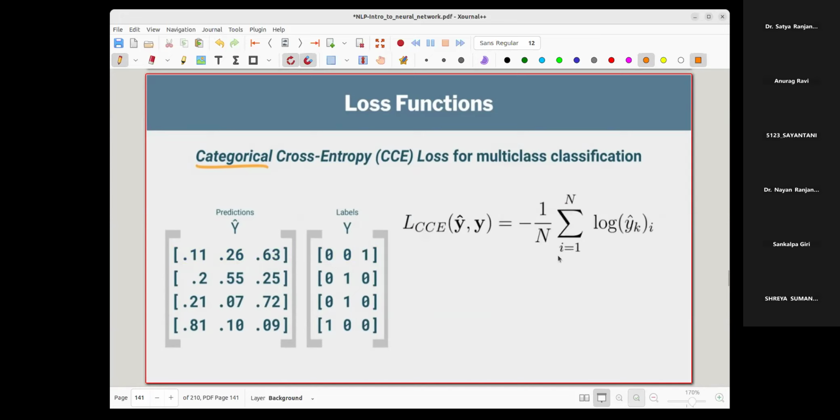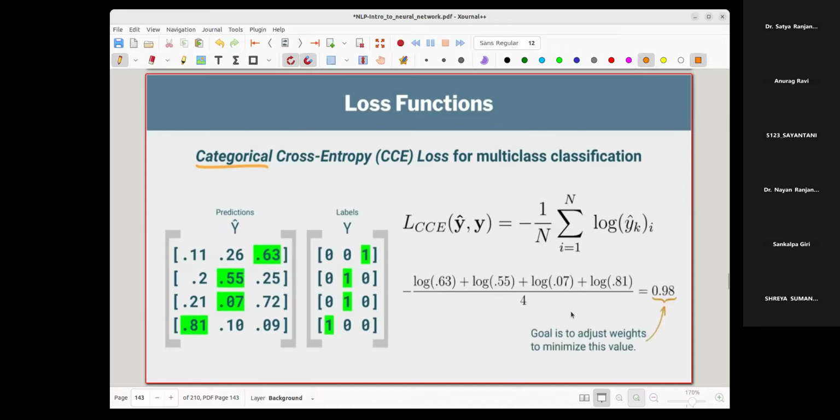So my final categorical cross entropy loss function is minus 1 by n, summation i equal to 1 to n, log yk cap. These two things are not required to calculate. 0.63 is multiplied with 1 because this position corresponds. The middle position is 1, so 0.55 is multiplied with 1, the rest will be 0. 0.7 is multiplied with 1, 0.81 is multiplied by 1, divided by n. n is 4 data points, so it is 4. So what is my loss? The loss is 0.98. So what is my goal? Same goal: to adjust the W value so that this loss is minimized.